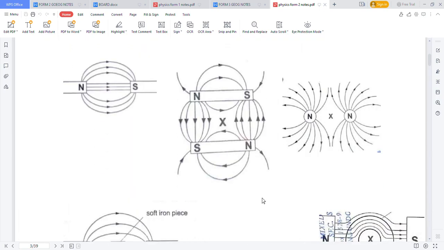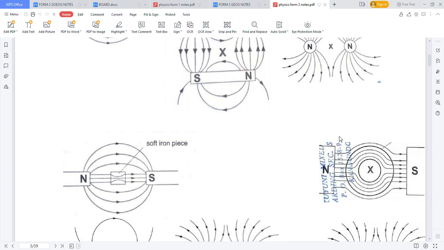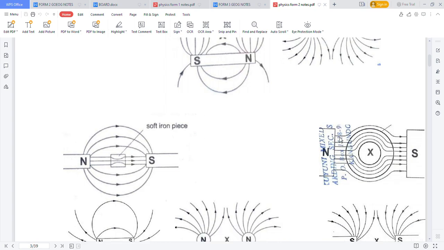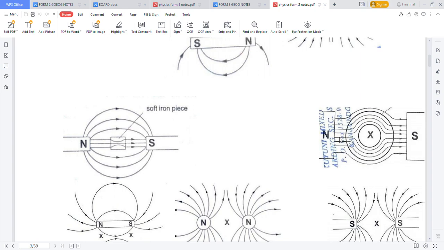As you can see, the diagram we are still talking about: magnetic fields originate from north and go to south. Kindly see what is happening in the diagrams. You have the neutral point marked X, where the magnetic field or effect is not felt. So we have soft iron now placed in between. Magnetic fields will pass through the iron, because iron is a magnetic material. It will get magnetized. Once it gets magnetized, then the magnetic fields will pass through it, as you can see in the diagram.